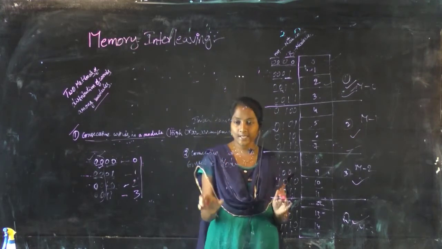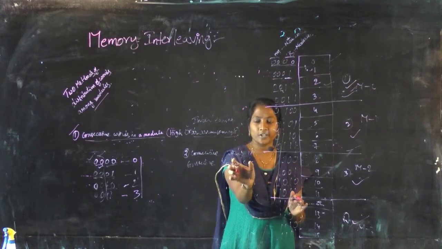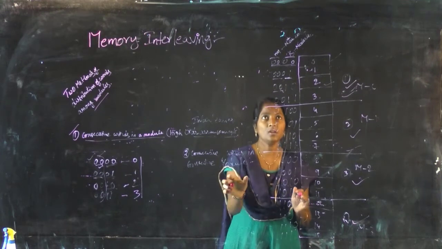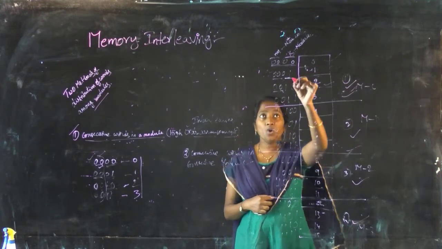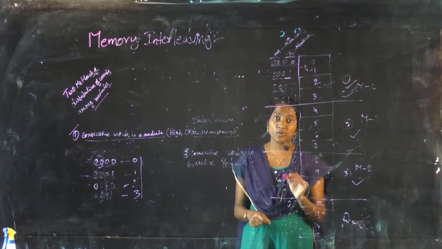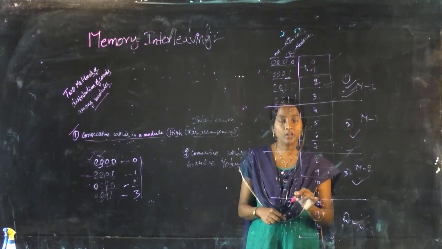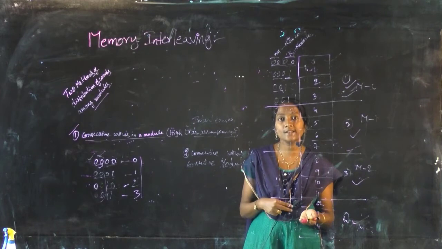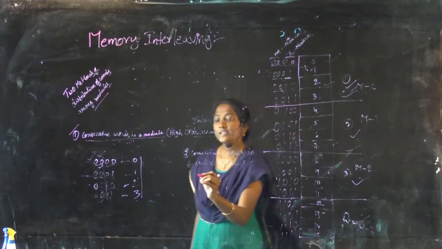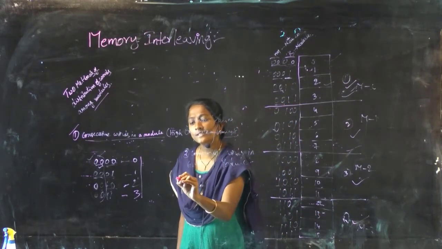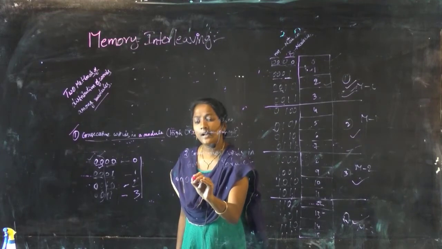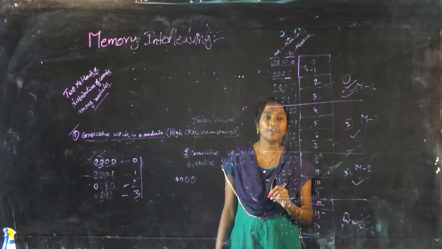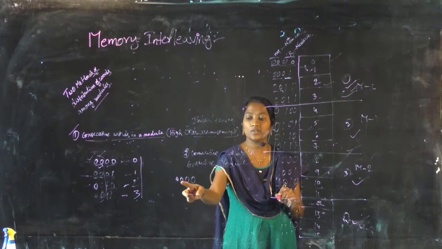Okay, coming to the second case, consecutive words in consecutive modules. Here lower order bits are used to represent the module, and higher order bits are used to represent the memory location in that selected module. Initially the processor sends an address, for example, 0000.